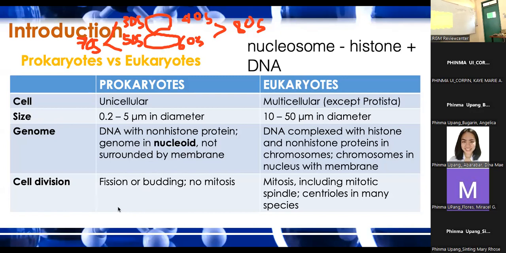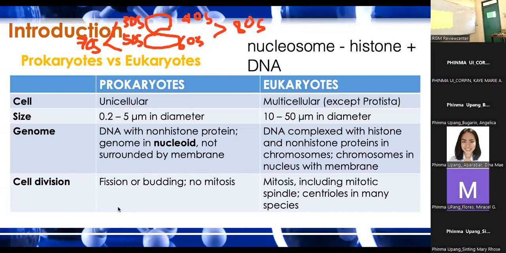Now remember that prokaryotes do not have mitosis. Although alam natin yung term na mitosis is also producing two daughter cells from a mother cell. Di ba pareho lang ng definition. But budding and mitosis are different because there is no cytoskeleton. There is no alignment of chromosomes or the chromatids in prokaryotes.